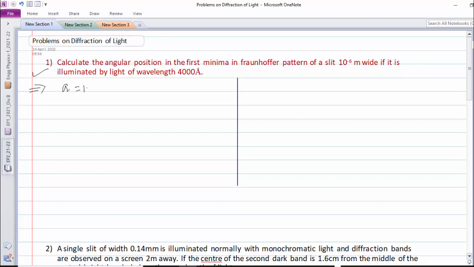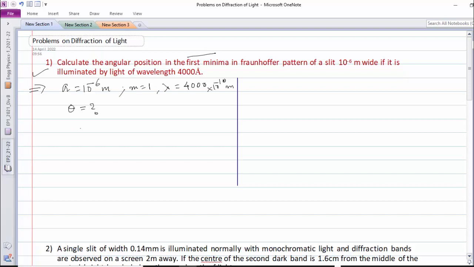So a is equal to 10 to the minus 6 meter, and the first minima position is mentioned here, so m is equal to 1. The wavelength of light is also given, that is 4000 angstrom units. In meters it is 10 to the minus 10 meter times 4000. We have to find out the angular position.